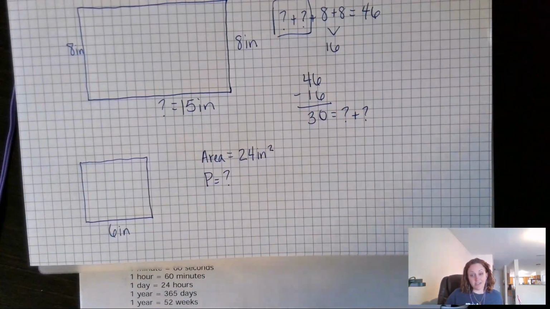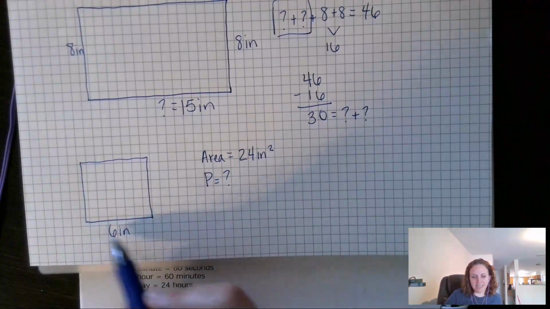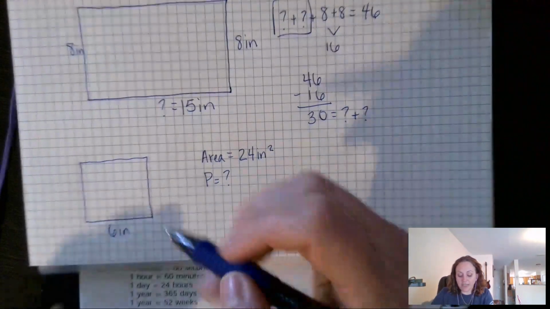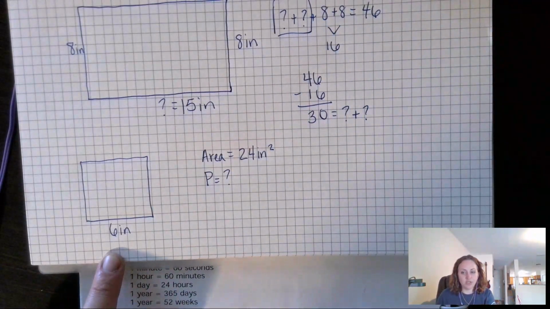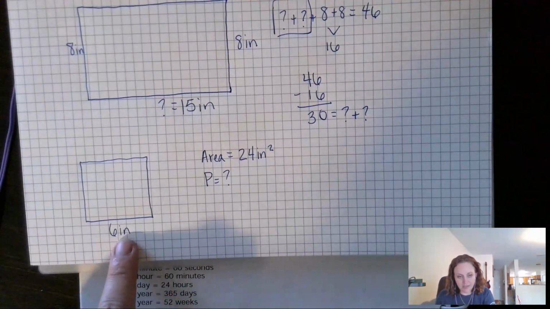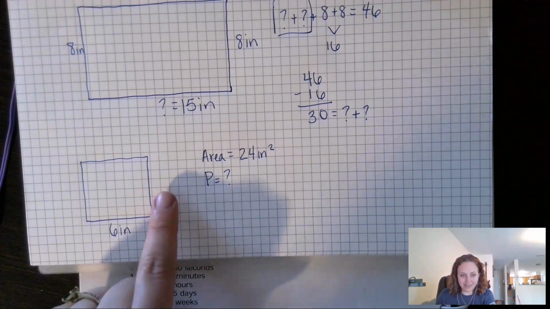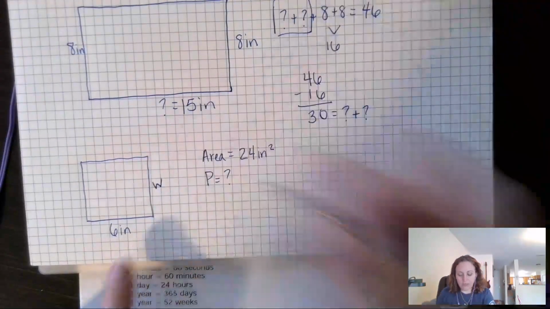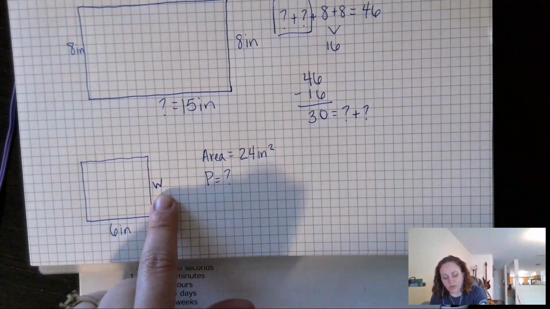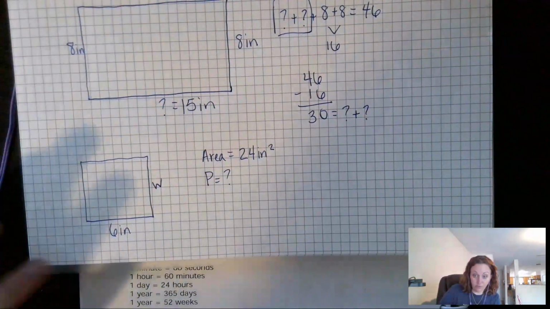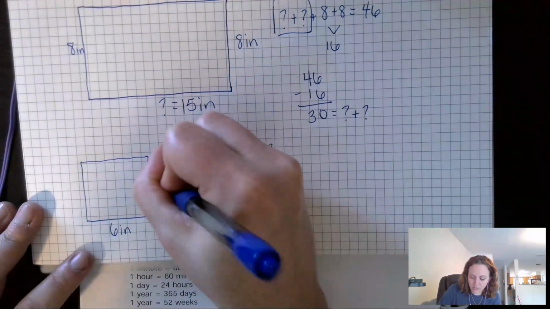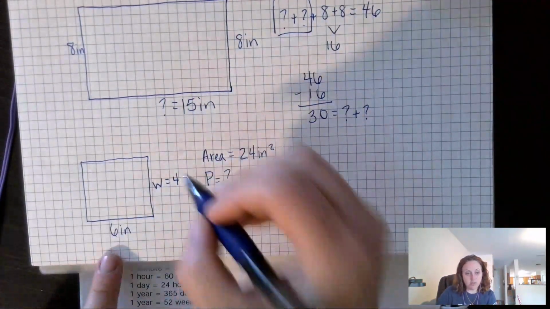All right, you may be thinking, this is long, I don't know, right? Well, we know one of the sides is 6 inches, and we know if I take this times this, I'm going to get 24. So the length here times the width, we don't know the width, but 6 times the width is 24. 6 times what is 24? 4, right? 6 times 4 is 24.